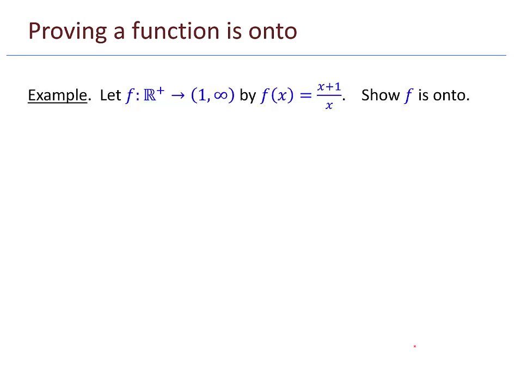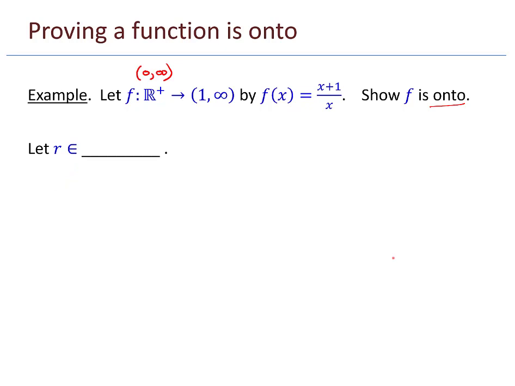Here's one. Let f be a function that goes from the positive reals, so another way I might say that is (0, infinity). Let f be a function from the positive reals to all the real numbers greater than 1 by this mapping: f of x equals x plus 1 over x. Show that f is onto.